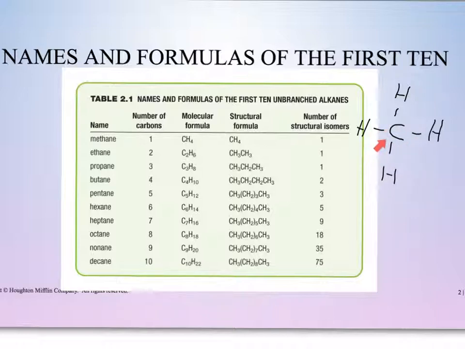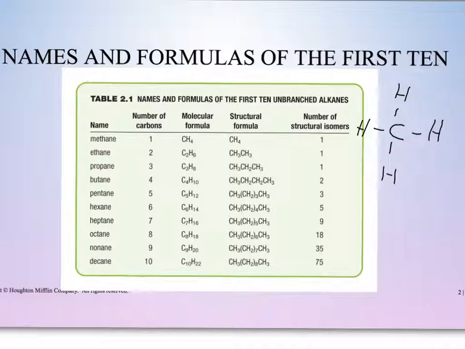There's one carbon here, and so if we go back to that chart we gave you, one carbon has a prefix of meth, so this chemical would be a meth. It's a single bond, so ANE, it would be called methane.